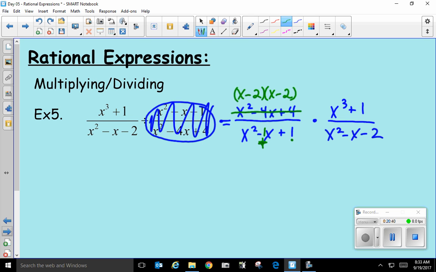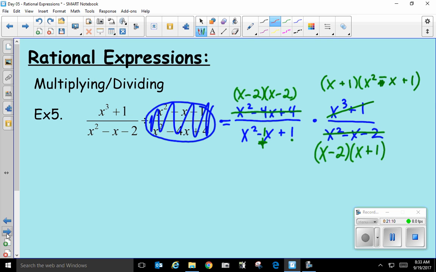X minus 2 and x plus 1. Very good. Now this one is x plus 1 times x squared plus x. No, it's the opposite sign. Sorry. Minus x plus 1. That's this right here. That is that right there.